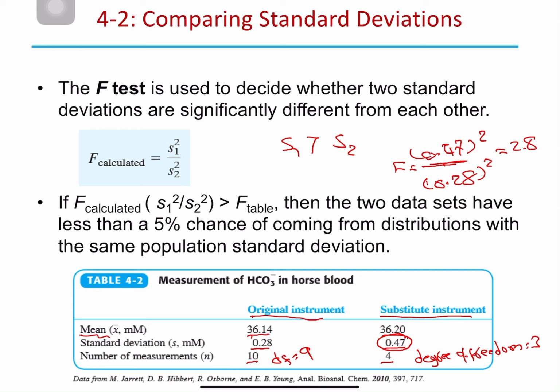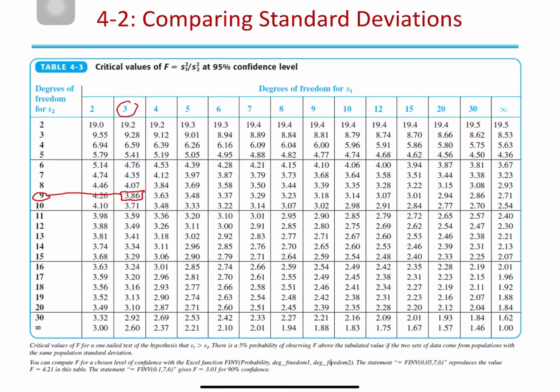As you see, the F calculated here is less than the F from the table, because the F from the table is 3.86. That means that these two are not significantly different, because the F calculated is less than the F from the table. If it was the other way around, if the F calculated was higher, then they would be significantly different. This is how you compare two standard deviations with each other.